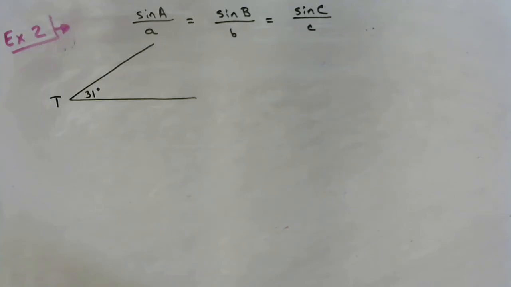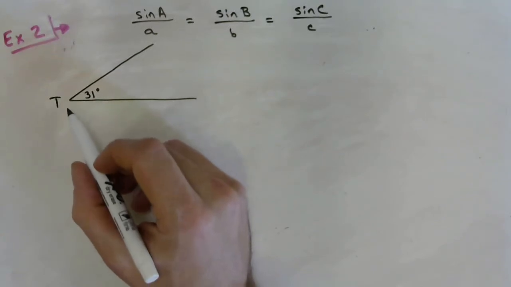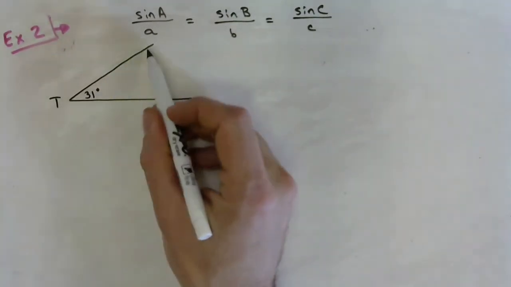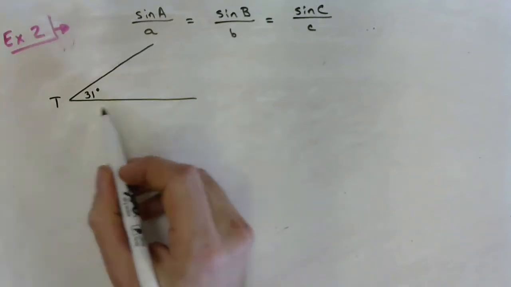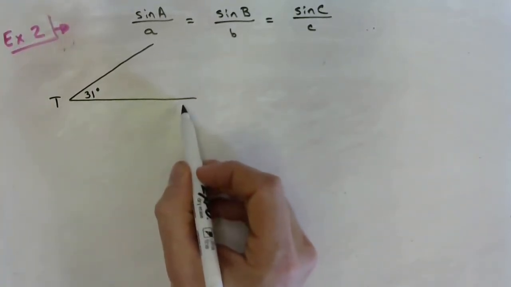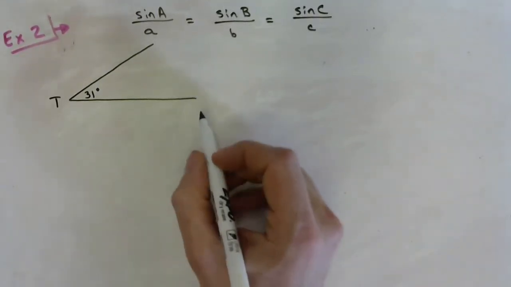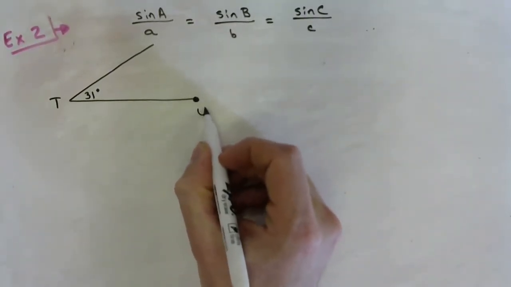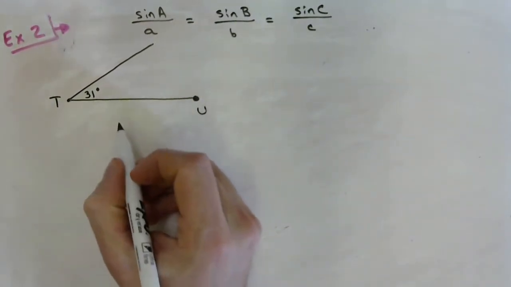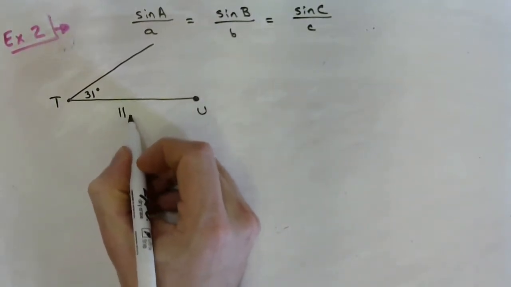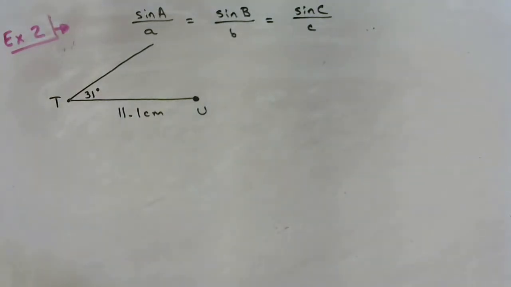Then you're going to go back and look at what else they've given you. They've given you the measurement of TU and the measurement of UV. It doesn't really matter which side you start with, but because I have been given angle T and it's easier for me to think across here, I'm just going to put a dot here. I'm going to call that U, and I know that that is 11.1 centimeters.